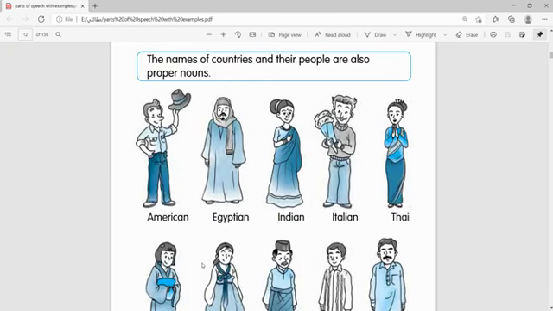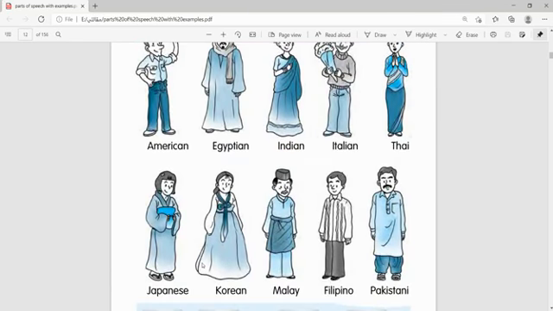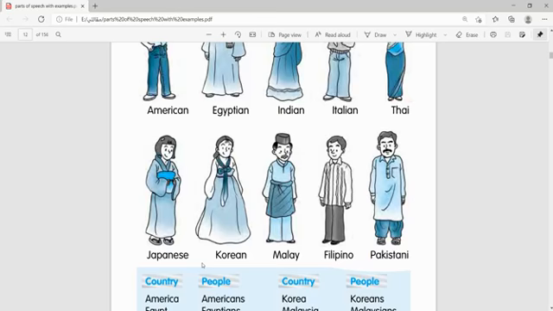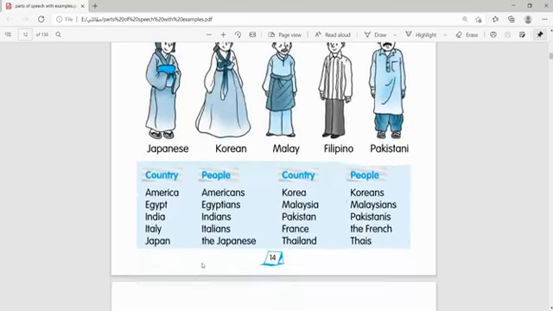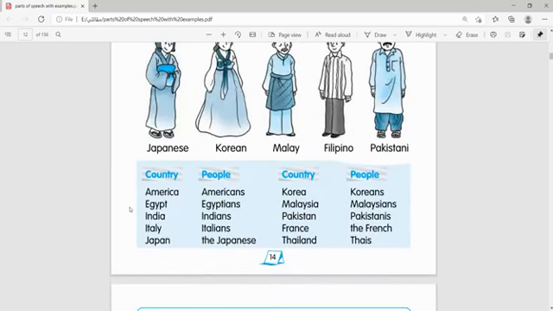Americans. I can't be called an American. I can be called an Indian. Okay. Egyptian, Italian, Thai, Japanese, Korean, Malay, Filipino, Pakistani. The names of the countries and the people of those countries. Those people whose nationality is America, they are called American. Our country is India. Our nationality is Indian. We are called Indians, yeah?